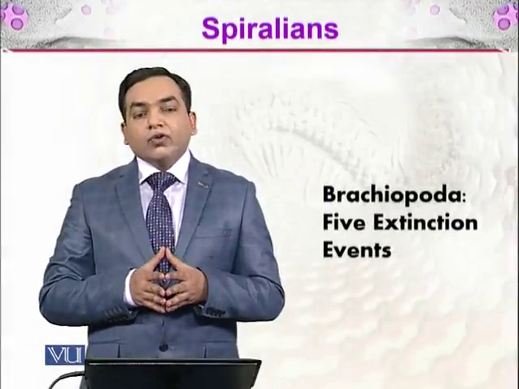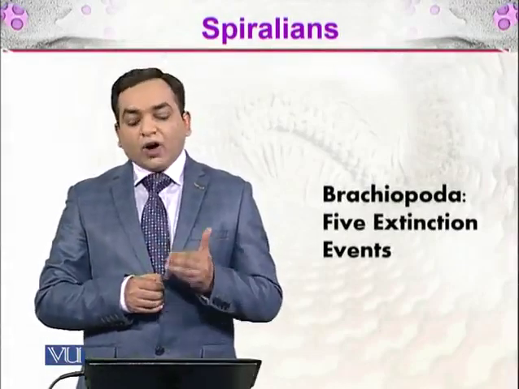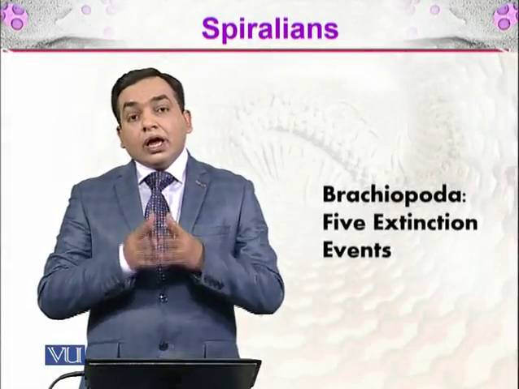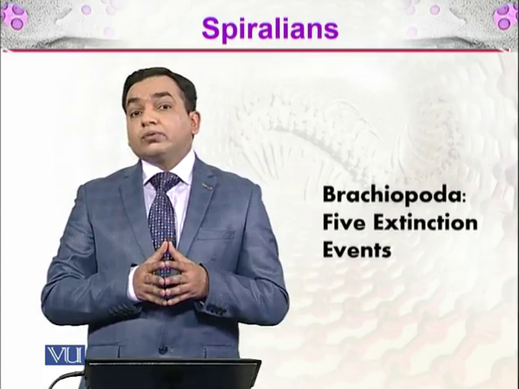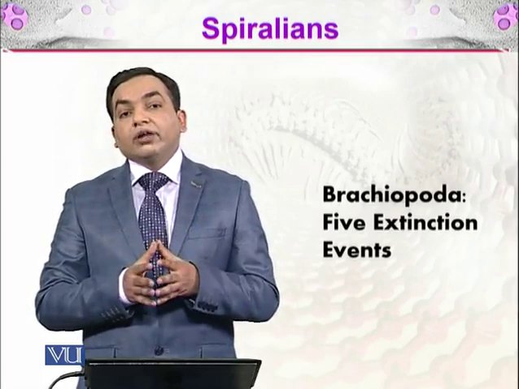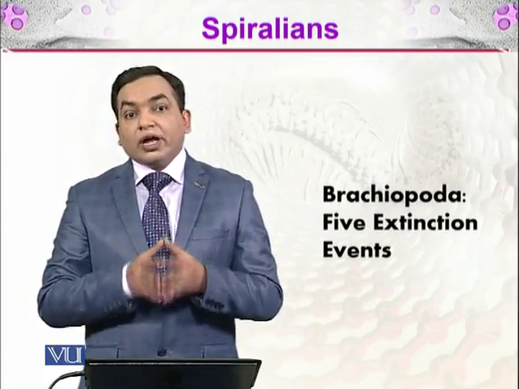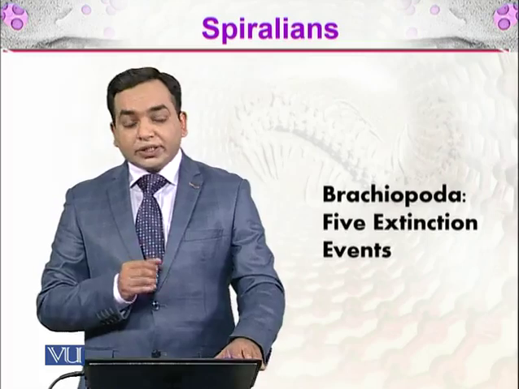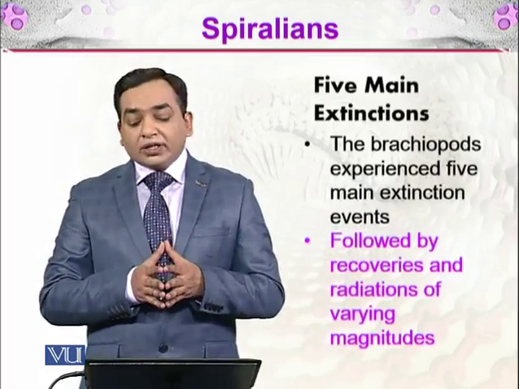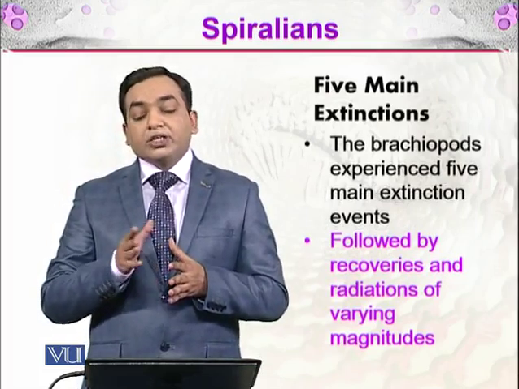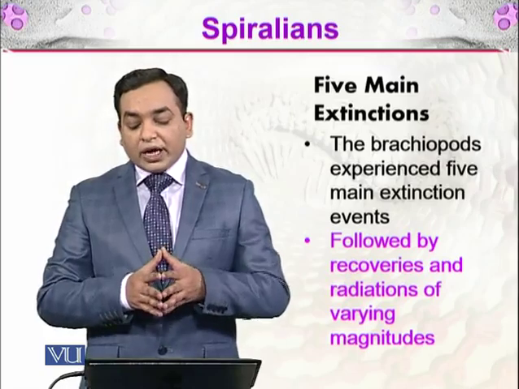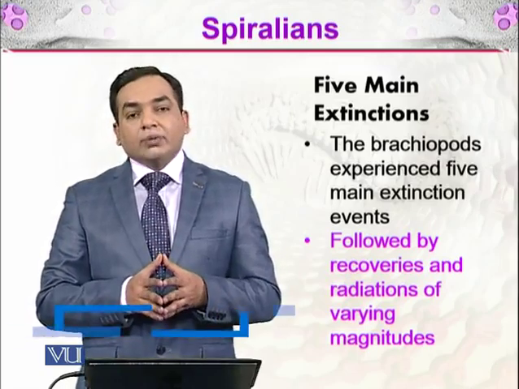In the spiralians, we will be discussing the five extinction events of the brachiopods. As we have discussed, brachiopods were present in different eras, and during different eras they went through some diversification and radiation events. So we will be discussing those now. There were five main extinctions of the brachiopods. They experienced these extinction events, and these were followed by recoveries and radiations of varying magnitudes.